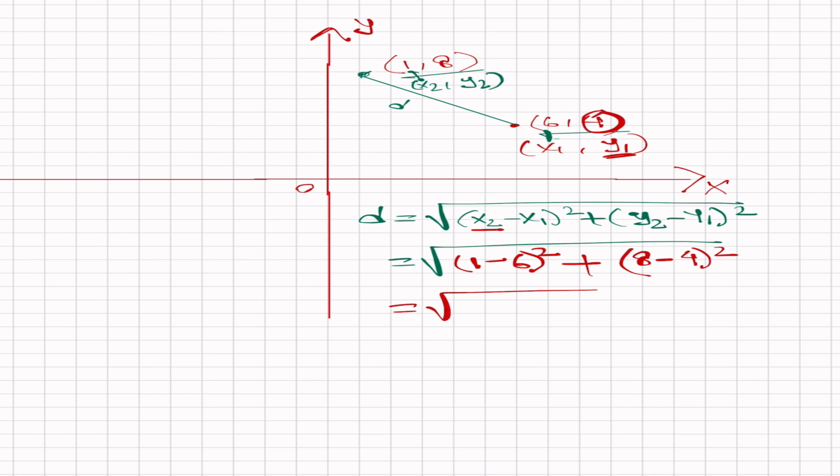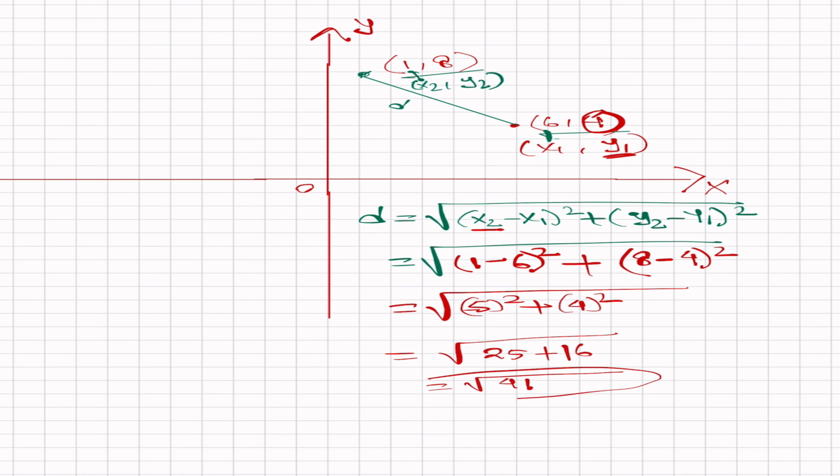So that will give us 1 minus 6 is just negative 5, squared, plus 8 minus 4 is just 4 squared. So here we get 25, and here we get 16, which will give us 41, square root of 41. So that will be our answer.